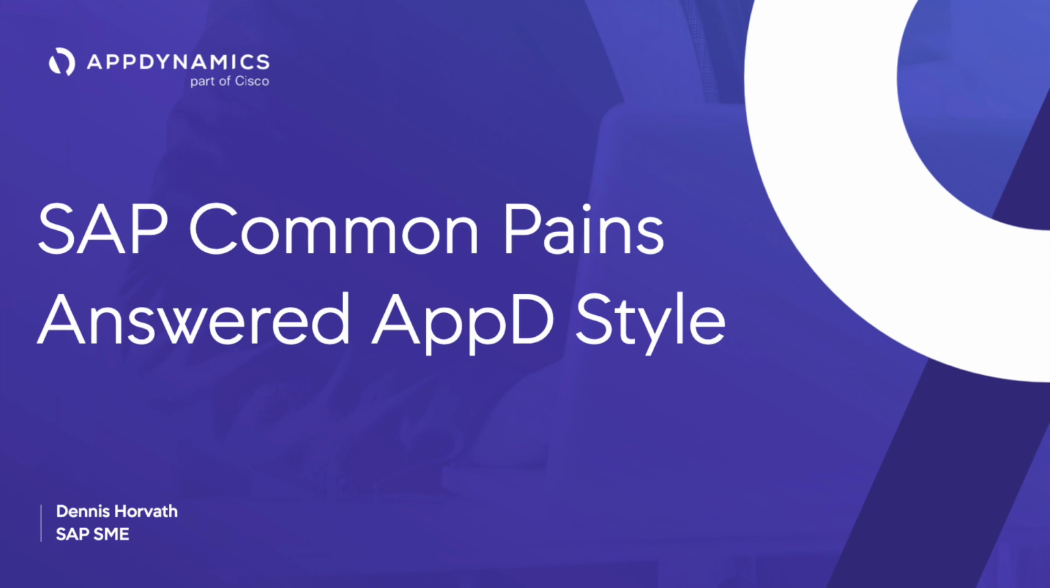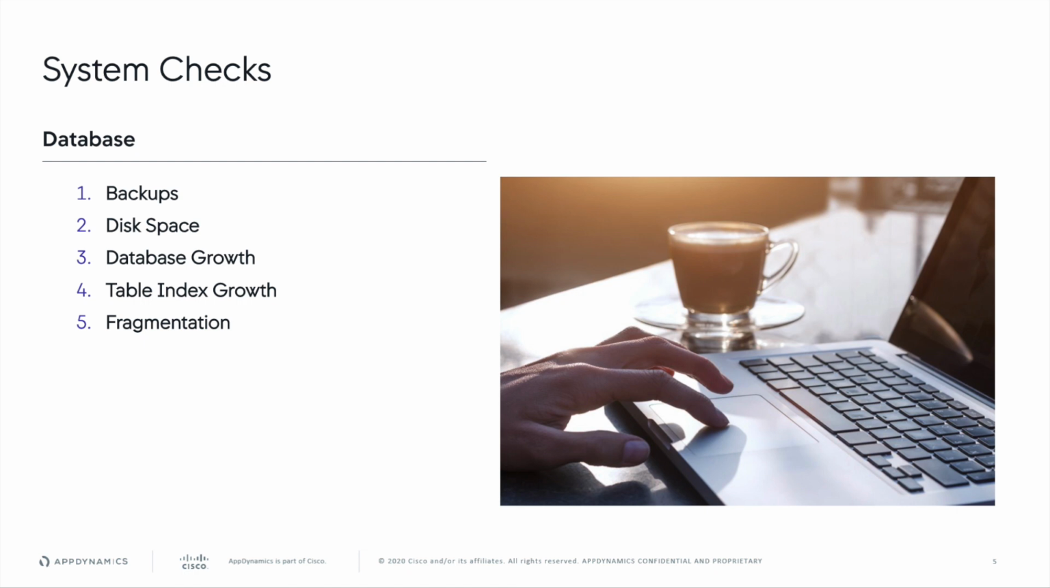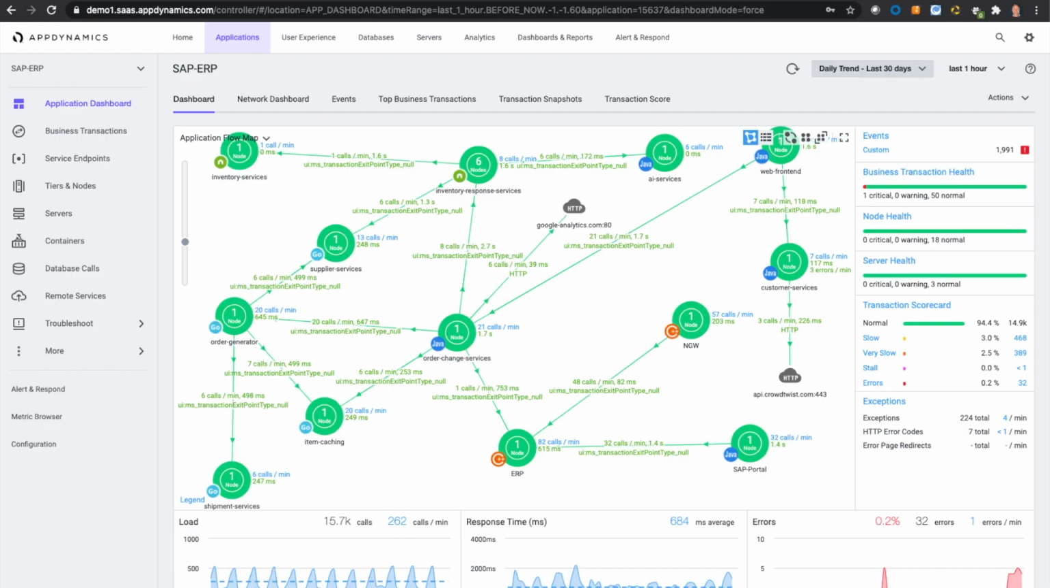In the last episode, we talked about common SAP pains. Today, we're going to answer those pains, AppD style. Let's get started. The first thing we talked about was system checks. I'm going to show you just how easy it is to do it in AppDynamics. And just like most of these things, it's about saving time, finding solutions faster, and automation. So let's jump on the controller and check things out.